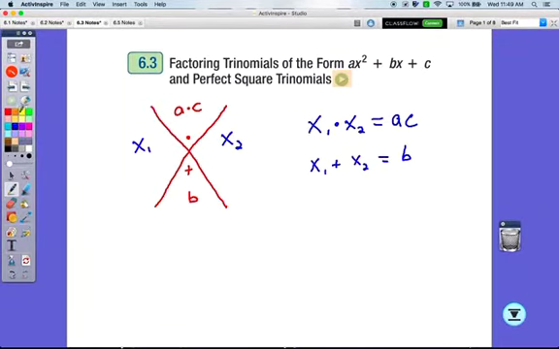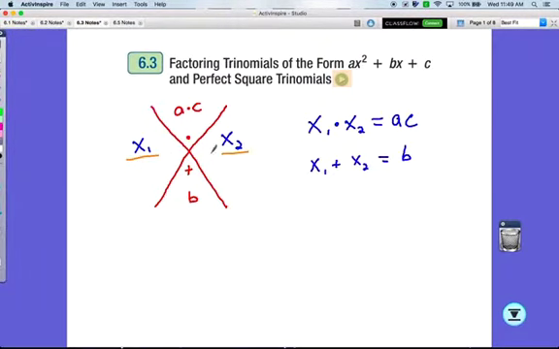Once you get through that, you're going to come back through and divide both of your X1 and X2, those numbers on the side, by that A, the number in front of x squared. If it's a fraction, you bring the denominator out in front. If it's not a fraction, or if it divides out, you just leave it like it is.